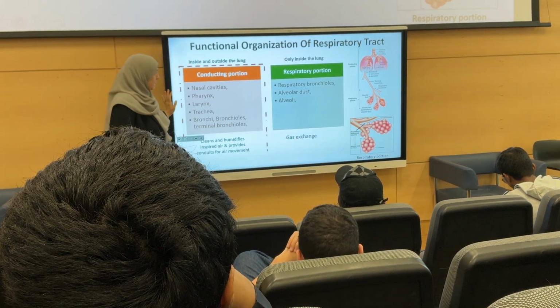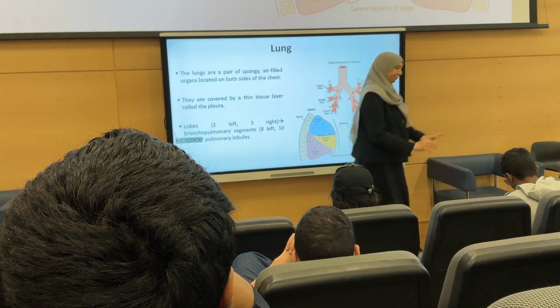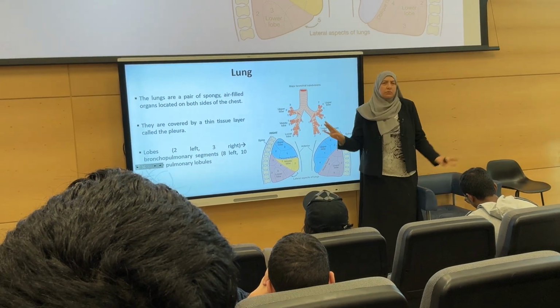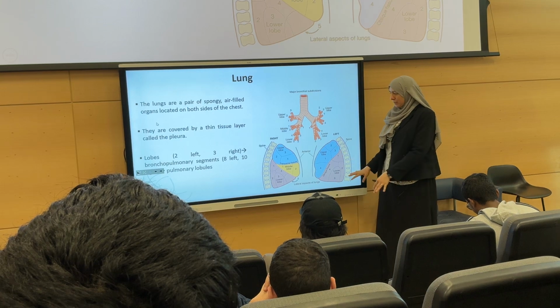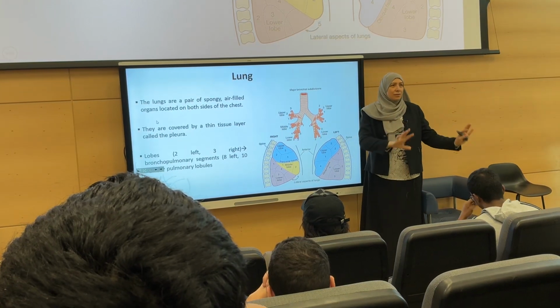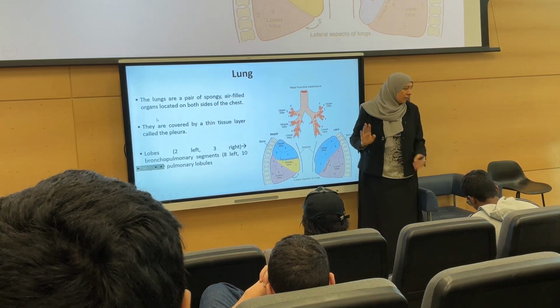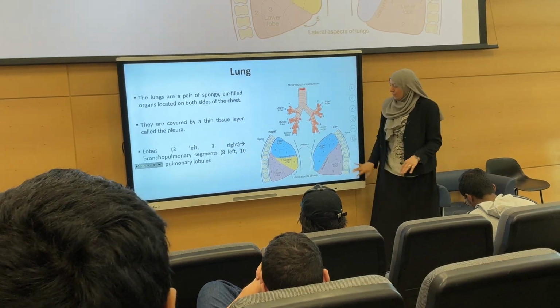Then we will enter inside the lung. First, before we start this, let's get to know the structure of the lung. So how many lungs do we have? We have 2 lungs. They are a pair of sponge air-filled spaces, okay? And I want you to know the lobes and the lobules and segments. This structure you need to know to make the bronchial division easy. Okay, so we have two lungs.